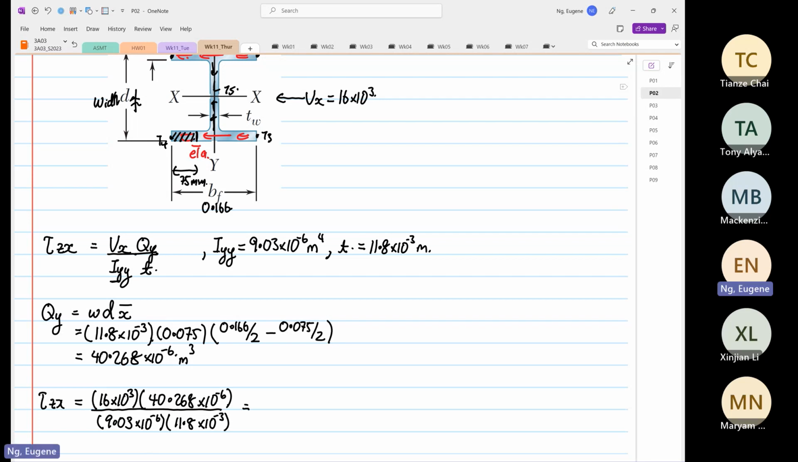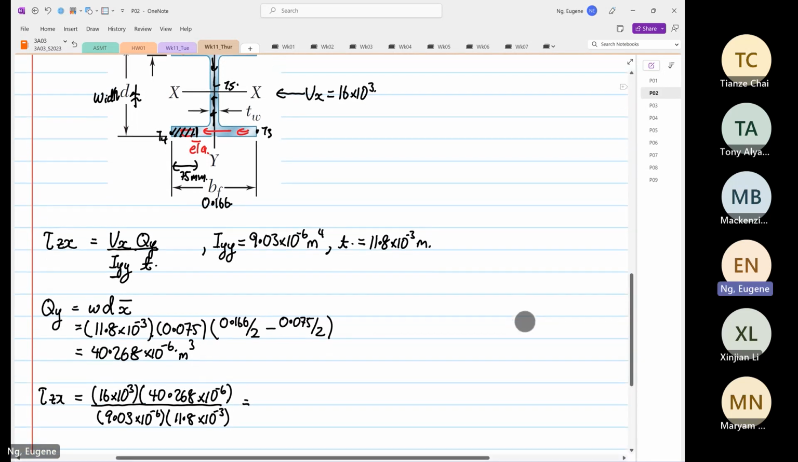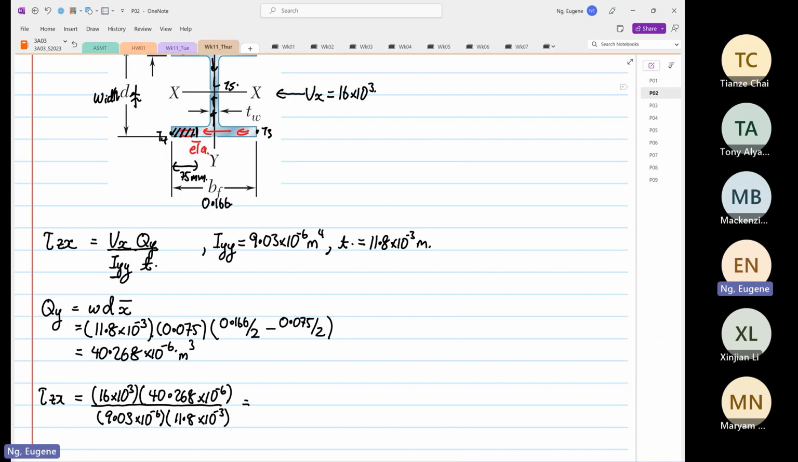So I get, wait, did I get my, this is for Vx. Yeah, 6.04, I'll do it again. Yep, 6.047 times 10 to the power 6 Pascal. Okay, and I want you to take note of the direction of the shear now. Because it's going from right to left, you have to put in the direction.